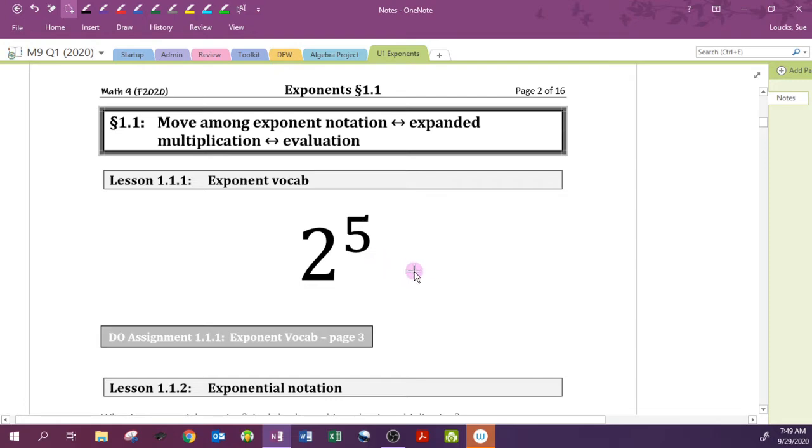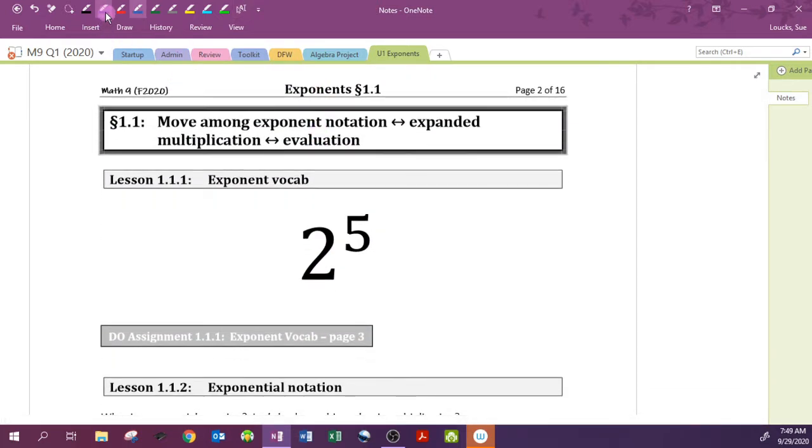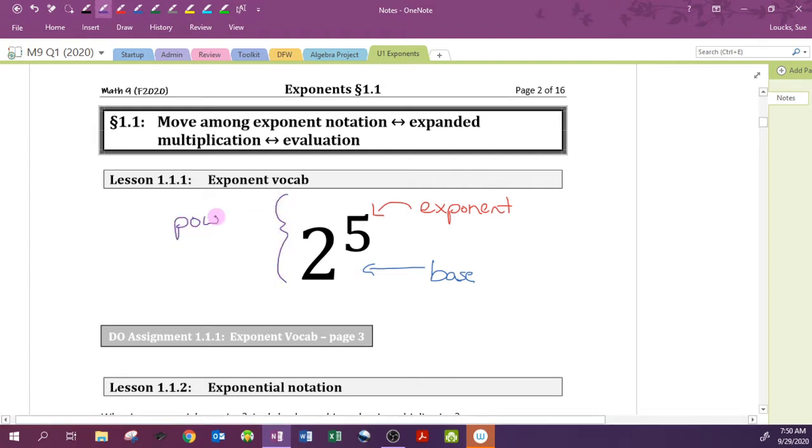So this number, the number that is printed in the regular size is called the base, and the little number up above it is called the exponent. And the whole thing together is called a power. And when we write a number like this, we call it exponential notation.